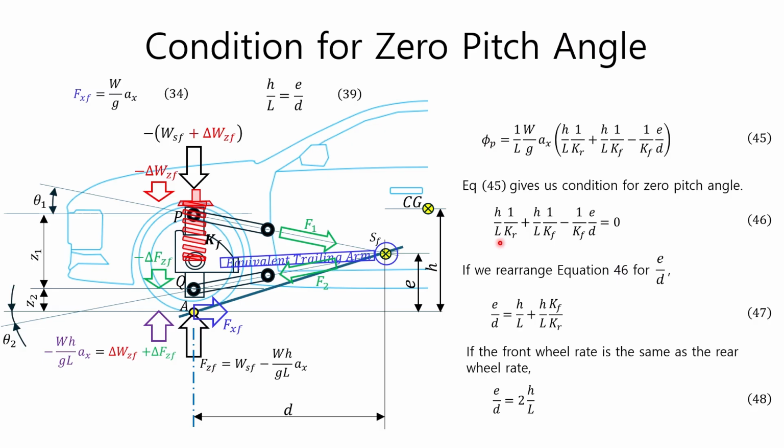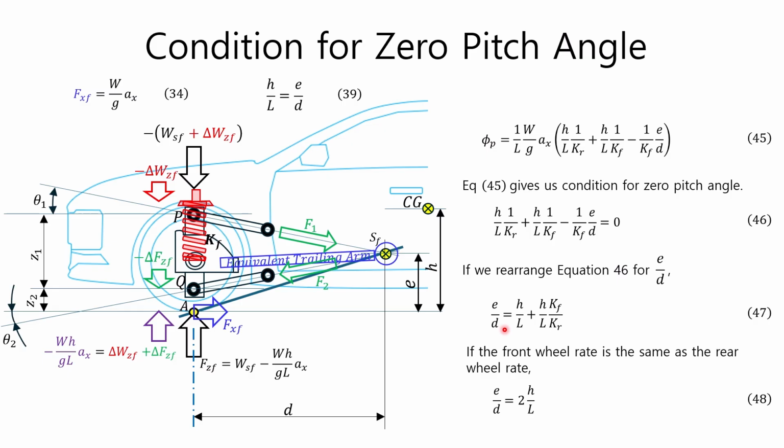By rearranging equation 46 for E over D, we obtain equation 47. The first term on the right side of equation 47 represents the anti-dive condition of equation 39, which was calculated earlier. As previously explained, in general suspension geometry, the condition for zero dive is not the same as the condition for the pitch angle to become zero.